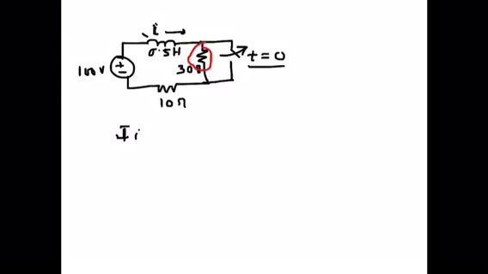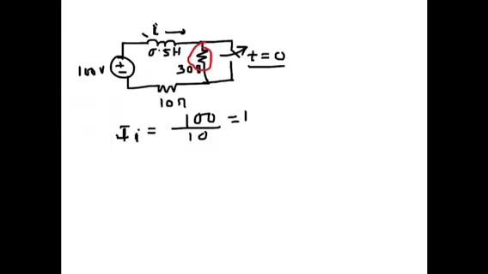I can write Ii, which will be the initial value for t equal to 0. t cannot be less than 0, so before the switch was opened, that will be 100 over 10, the steady state value, so we can ignore the inductance. So that will be 10 ampere.